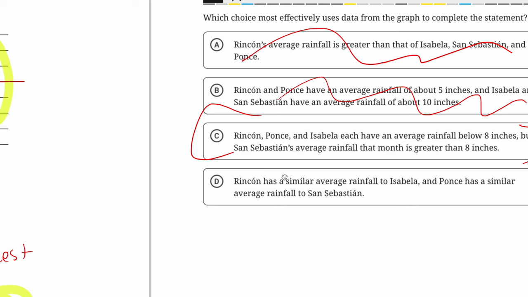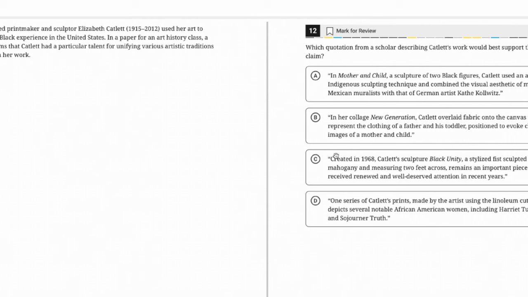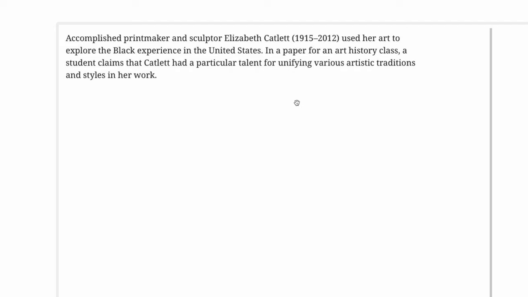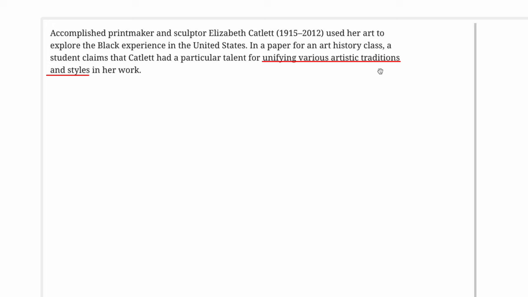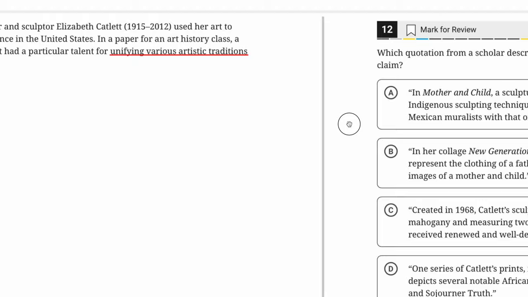Number 12, which quotation would best support the teacher's claim? So again, I'm going to keep emphasizing that we want to read this and then form an approximate answer. And on the quotation questions, we want to first inspect the claim, and then there's usually a couple of keywords that will guide us to the correct quote. So the student claims that Catlett had a talent for unifying various artistic traditions and styles. That's all we need here. Okay, so it needs to mention a variety of artistic traditions and then how those traditions were unified or brought together.